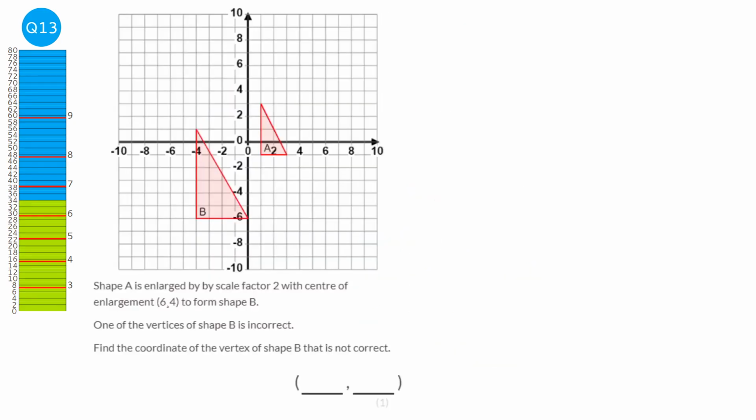So in this question we are told that the centre of enlargement is at 6, 4. So let's just plot that there. What I'm going to do is draw ray lines from the centre of enlargement through each of the corners of our shape A, and check whether it goes through the corner of shape B, which it does on this one. Let's keep going. Yeah, it does on this one, but it does not on this one. So it says find the coordinate of the vertex of shape B that is not correct. So the coordinate is this one here, and so that would be -4, 1.